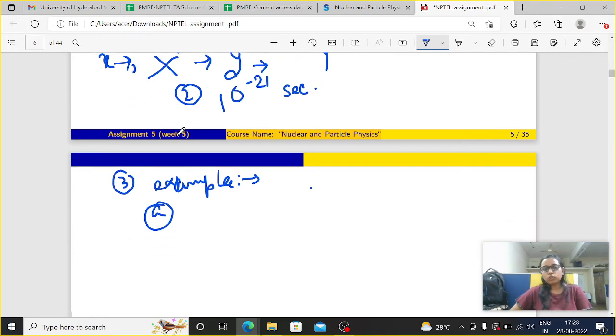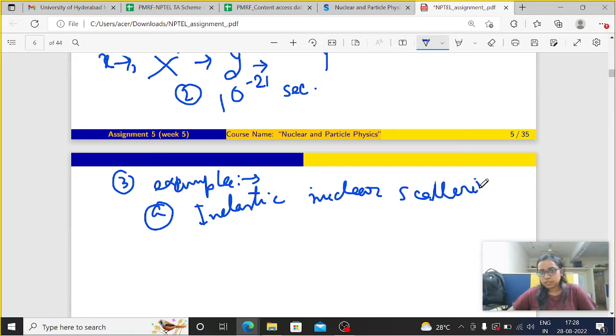So if I go to the example, then it will be very clear to you what exactly a direct reaction is. Let's take one example, which is known as inelastic nuclear scattering. So in that inelastic nuclear scattering, what is there?